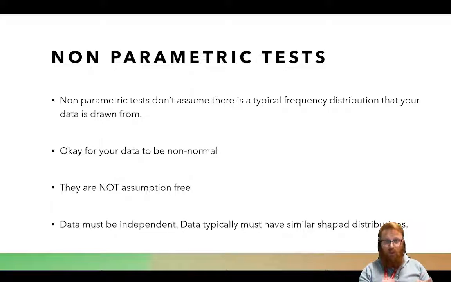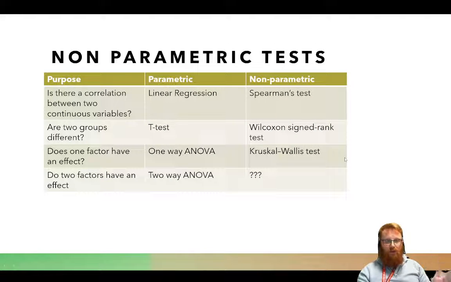But they are still not assumption free, right? So the data points still must be independent, with the exception of one repeated measures non-parametric test, and the data must still have similarly shaped distribution, right? So you can't have one group having some little distribution like this and the next group having some massively huge distribution, or like having a bimodal distribution where the other distribution just had a single peak.